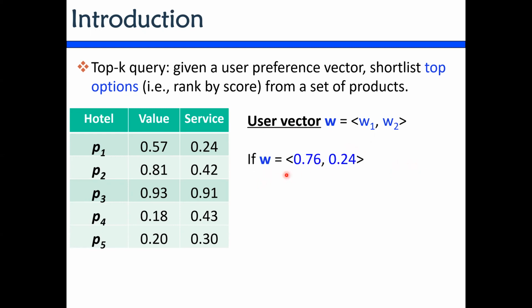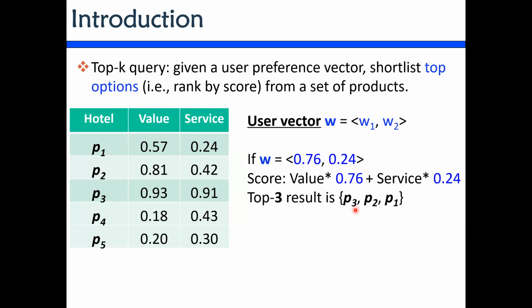If the weight vector includes these two specific weights, 0.76 and 0.24 for the two involved attributes value and service, then the score of a hotel is defined as its value attribute times 0.76 plus its service attribute times 0.24. This way, each and every available hotel is associated with a numeric score, and therefore we can shortlist the top K scorers as the top K result for the user.